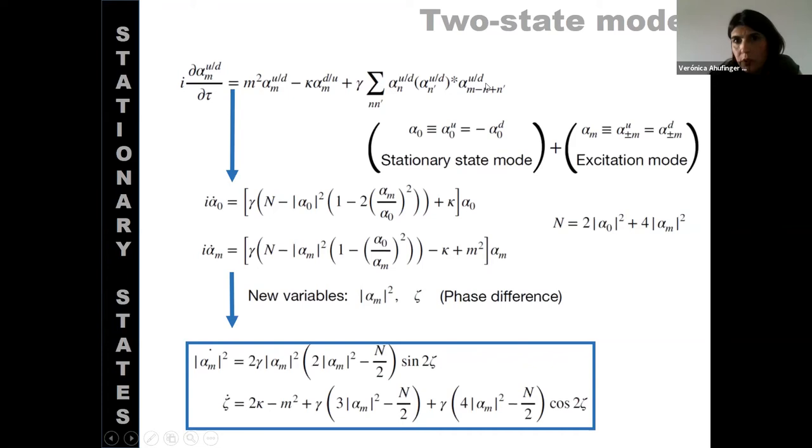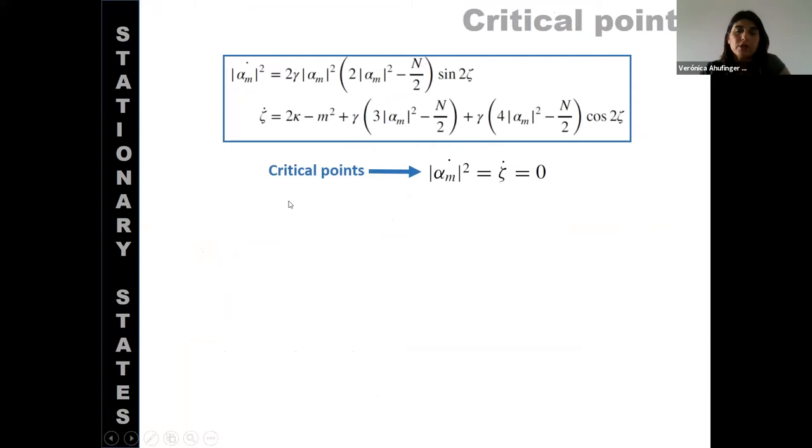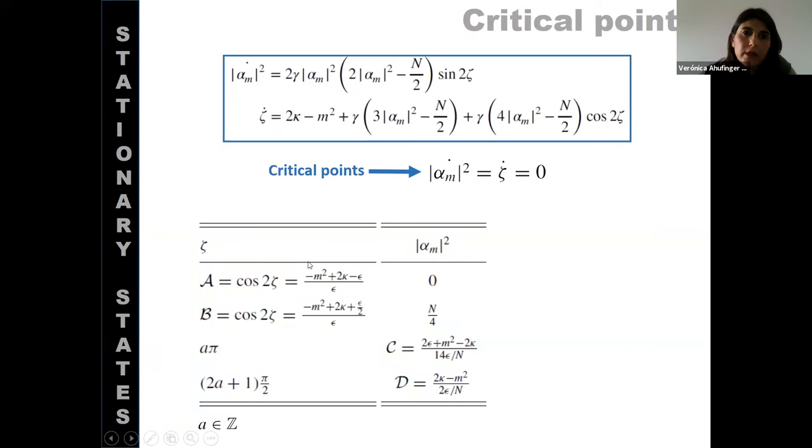And once we have derived this two-state model, what we have done is to study the critical points. This is a standard procedure. We just set the time derivatives equal to zero. And what we get are these four critical points. The first two correspond to the trivial solutions for the population of the excitation, so zero and the maximum value. And we get two other critical points.